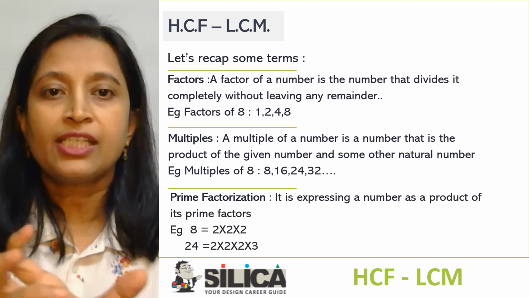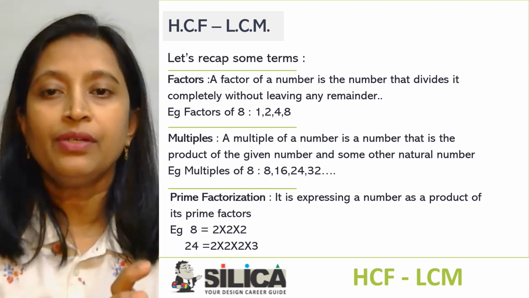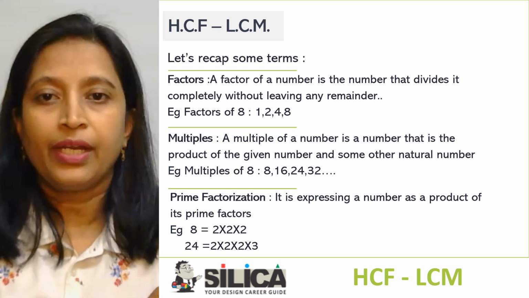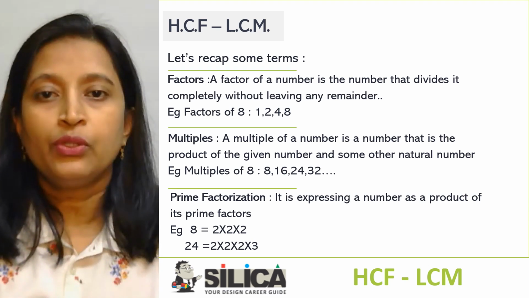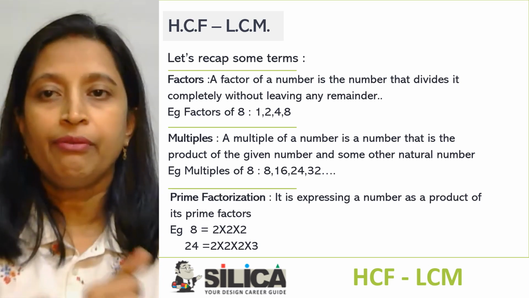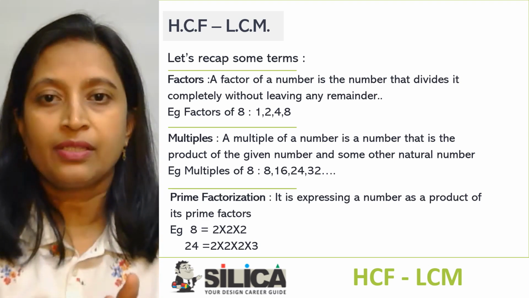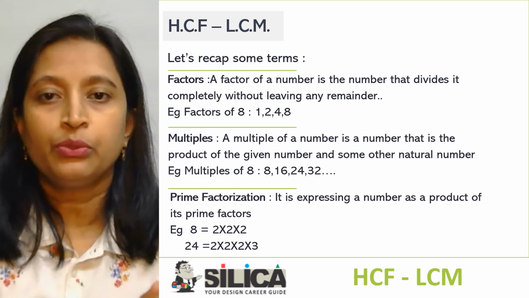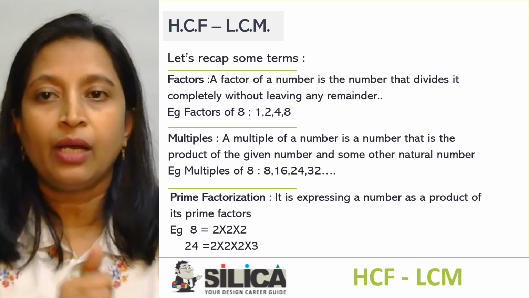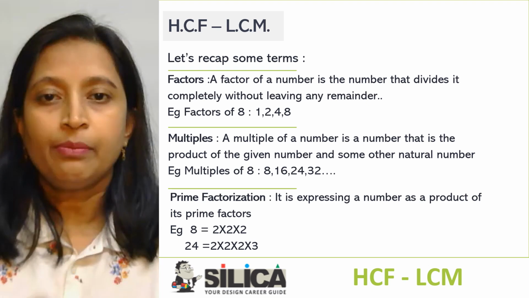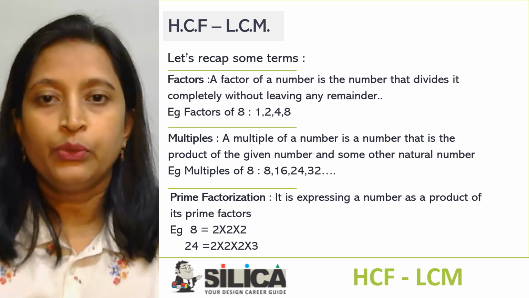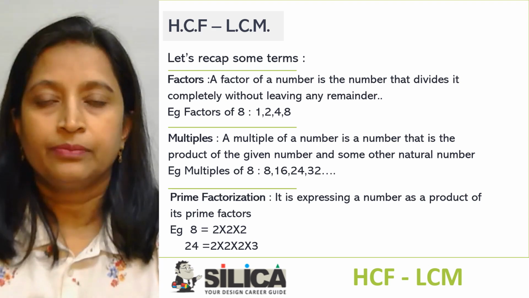It means expressing a number as a product of its prime factors. For 8 we can write 4 into 2 also, but that will not be prime factorization. Prime factorization means expressing this number as 2 into 2 into 2, where all of these are prime numbers, breaking it out so that all the numbers are prime. Like 24 is 2 into 2 into 2 into 3. So this is prime factorization.